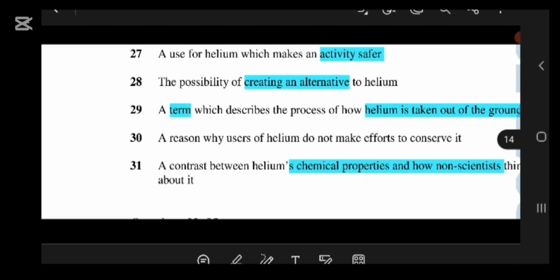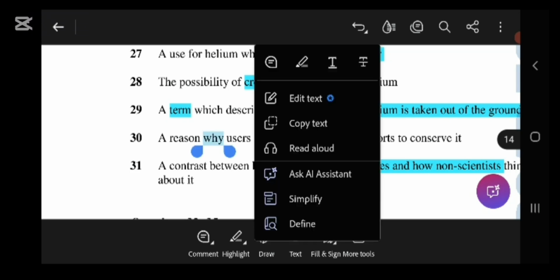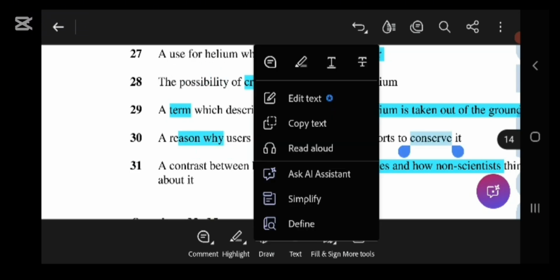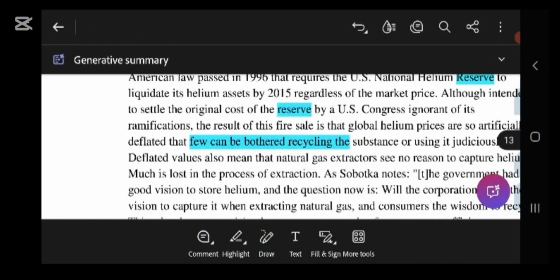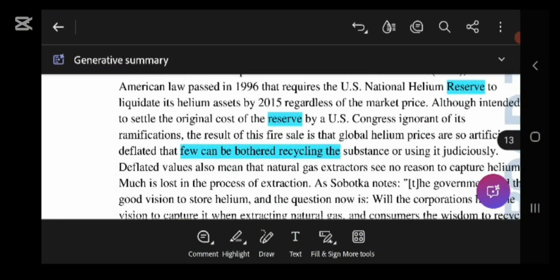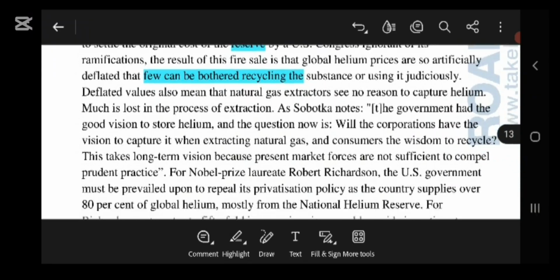So the reason a lot of helium is not preserved, of course, is because of the pricing, right? And then we have conserve it. We saw so many pointers to that anyway. Cannot be bothered recycling, which points to, of course, conserving, right? So there you have it.